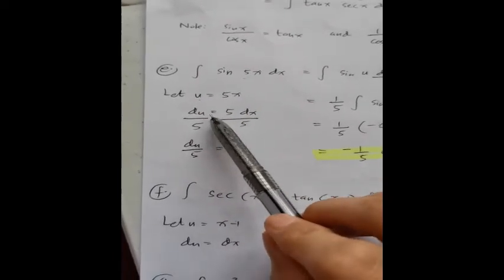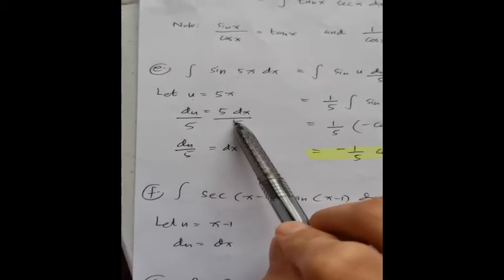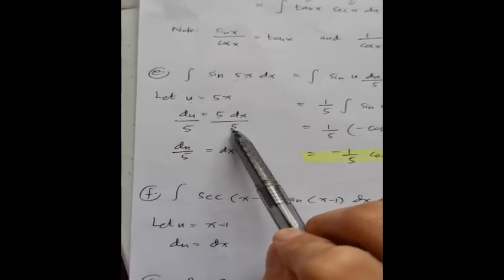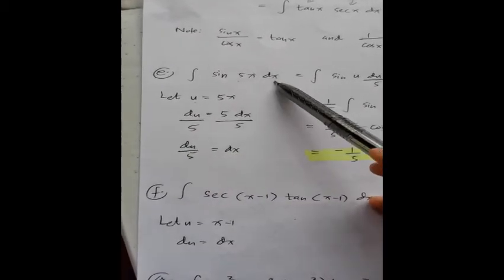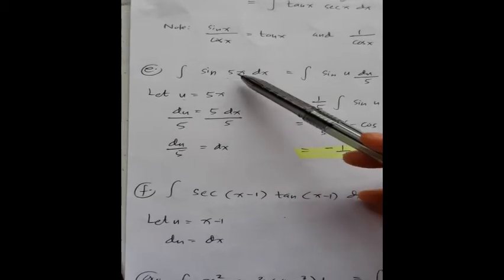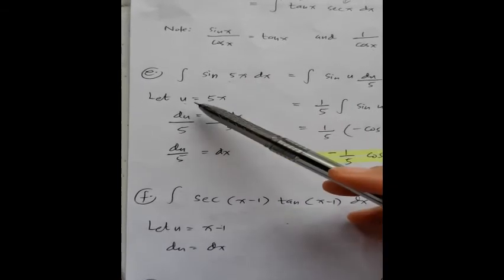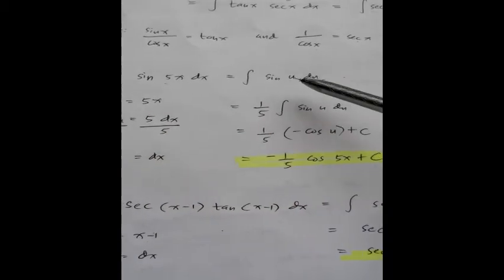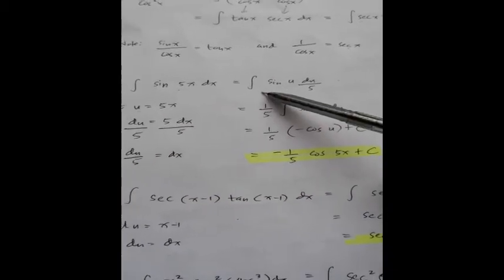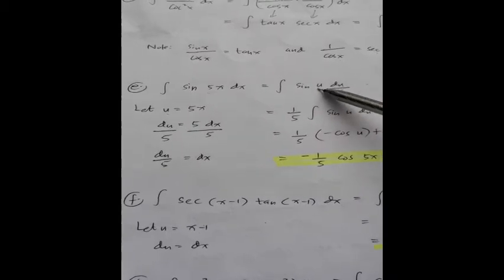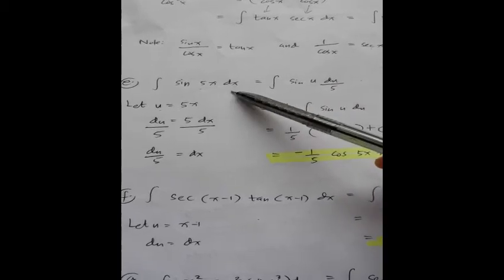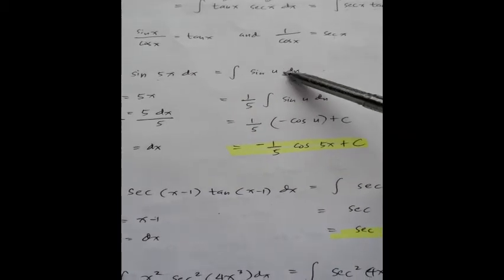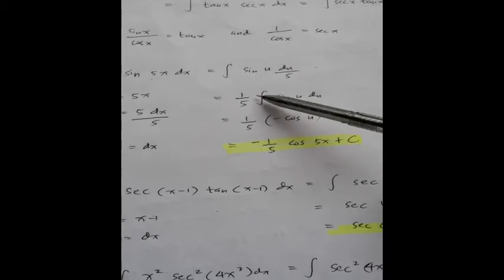Ang derivative ni 5x is 5 dx, diba? Okay, so divide tayo both sides by 5. Okay, so naging du over 5. So which means, ang i-replace natin dito kay dx class is si du over 5. Ang i-replace natin dito kay 5x is the variable u. So that's why naging ganito siya. Integral of sin u, yung u na yan yung 5x, and then du over 5 is yan yung pinalitan na si dx. So, since may constant tayo dito na 1 over 5, nilabas natin siya sa integral sign.